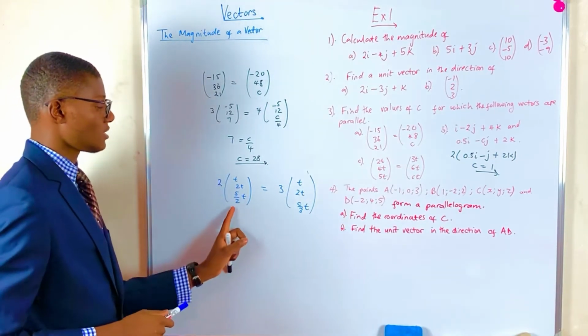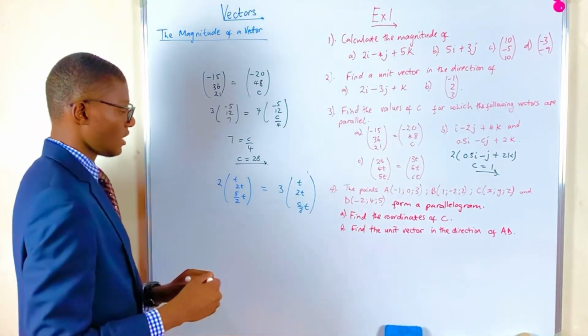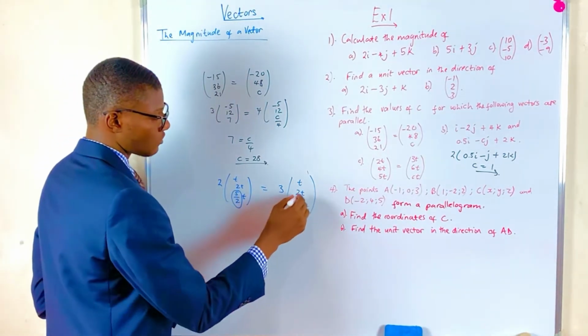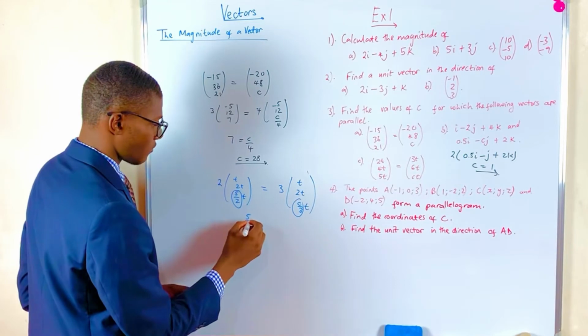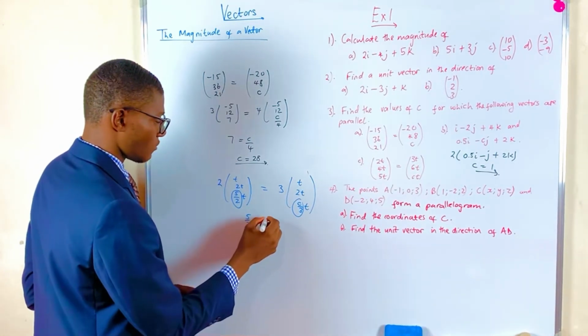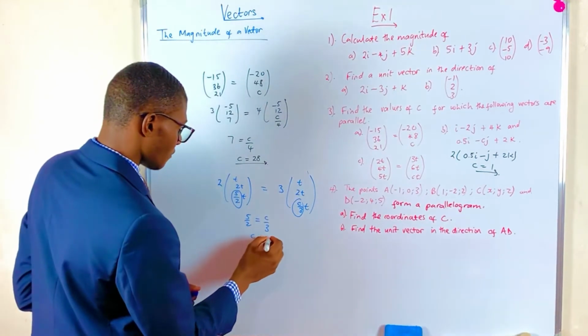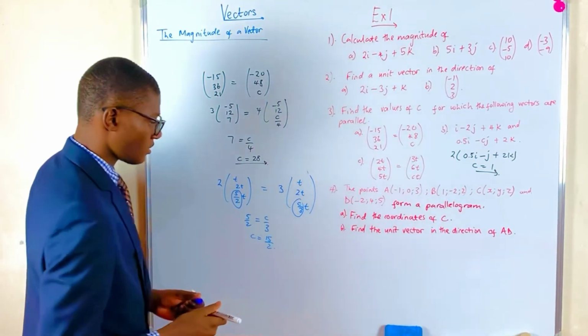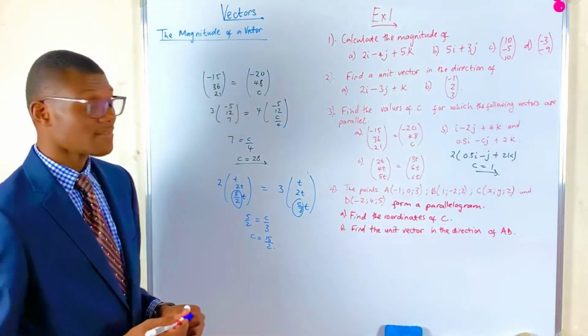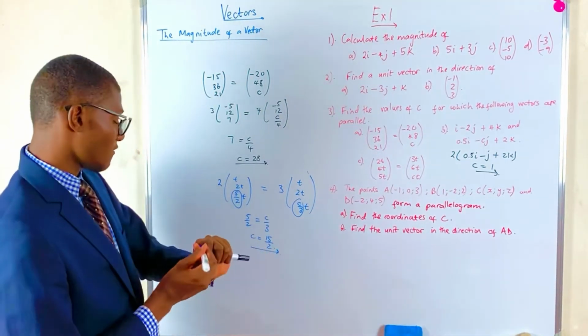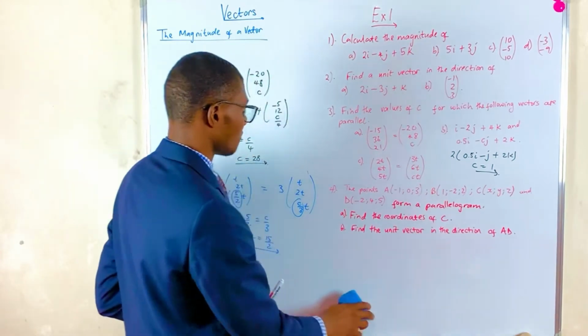So this should be equal to that, which implies that 5 over 2 should be equal to c over 3. Then c would be equal to 15 over 2, which is 7.5. So this will be the value of c for part C. And then now moving on to number 4.